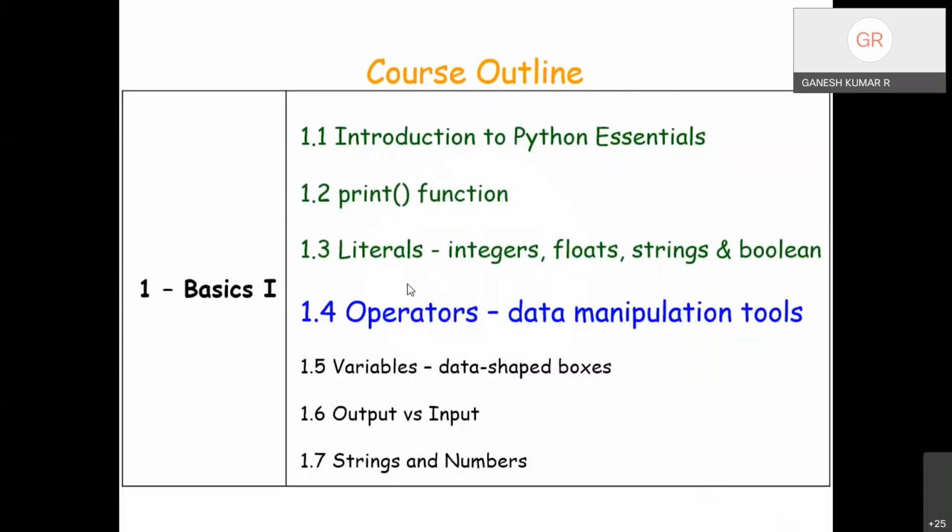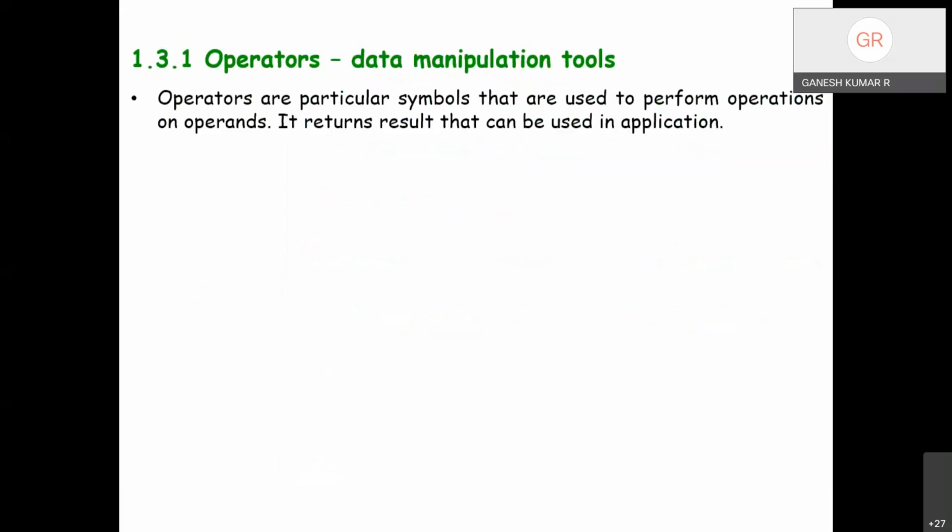Having discussed the different kinds of literals, integer, float, strings, and booleans, now it is time to discuss operators. So now we are entering into the province of operators and expressions. We start with the definition of the operator, different kinds of operators, and examples.